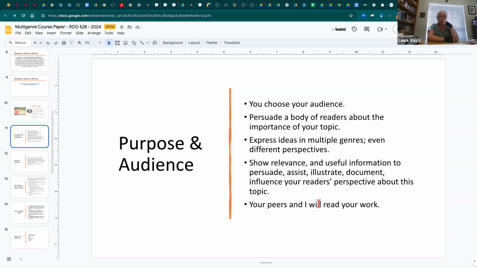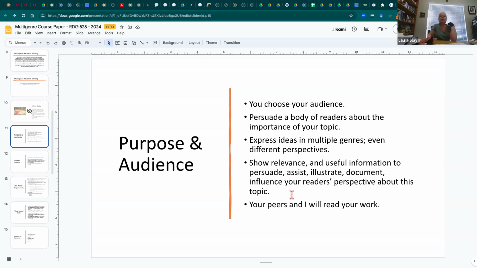So you're going to express ideas in multiple genre, even different perspectives. Who are those perspectives? Maybe it's the different stakeholders. Maybe it's something about the perspective of a student, a parent, the teacher, your colleagues, a literacy coach, the principal. But it doesn't have to be all of them. I'm just throwing out ideas. It can be one unified, one voice too. That's your choice.